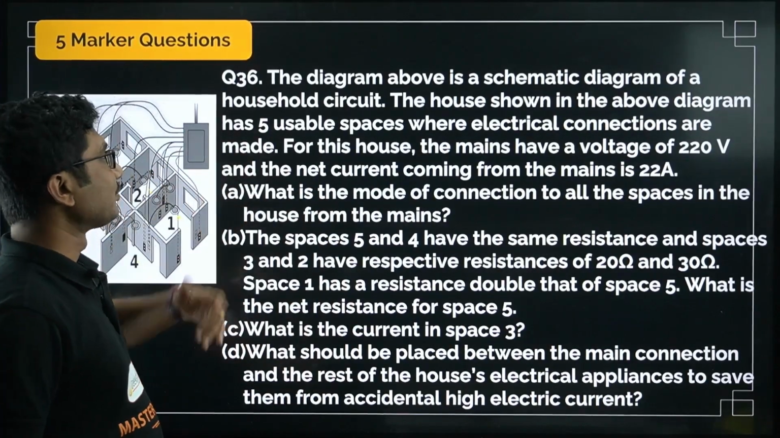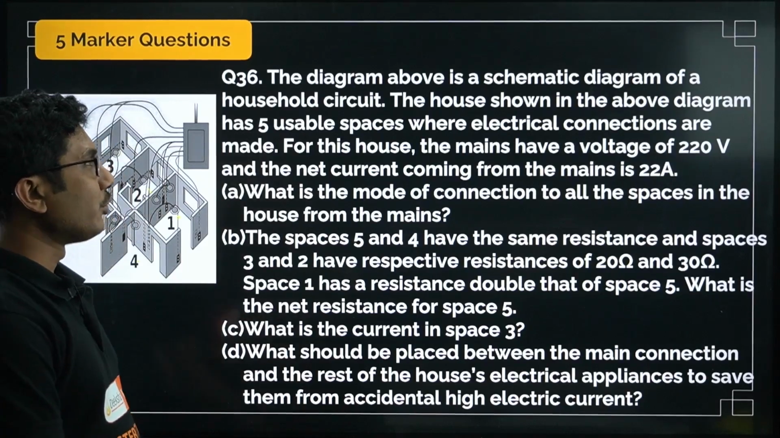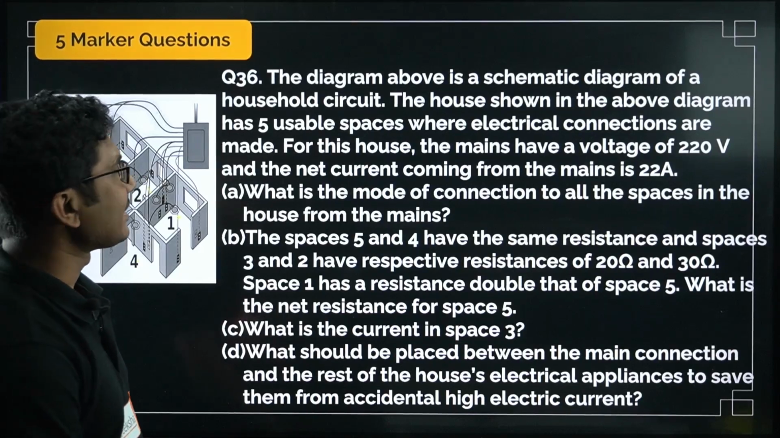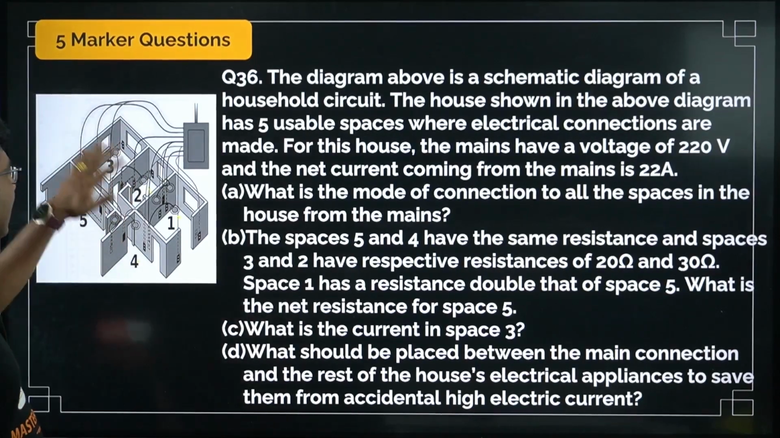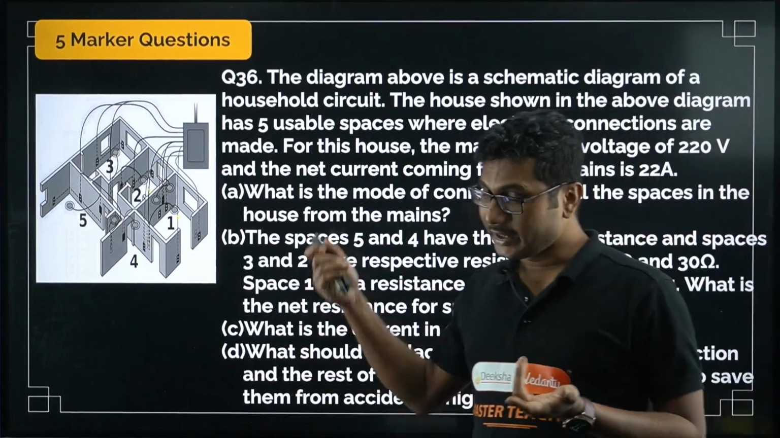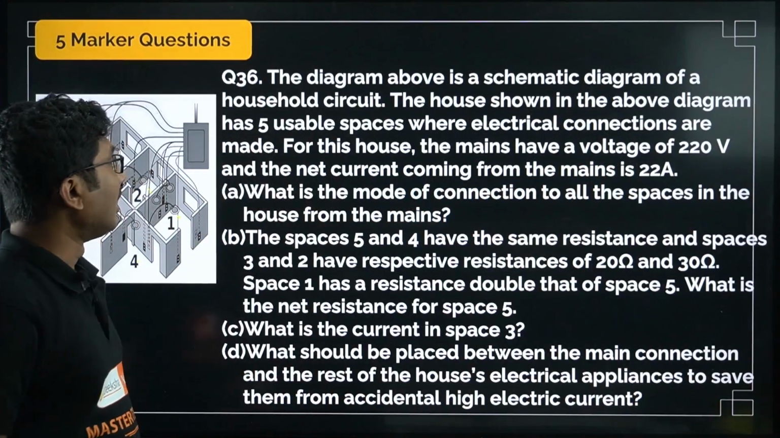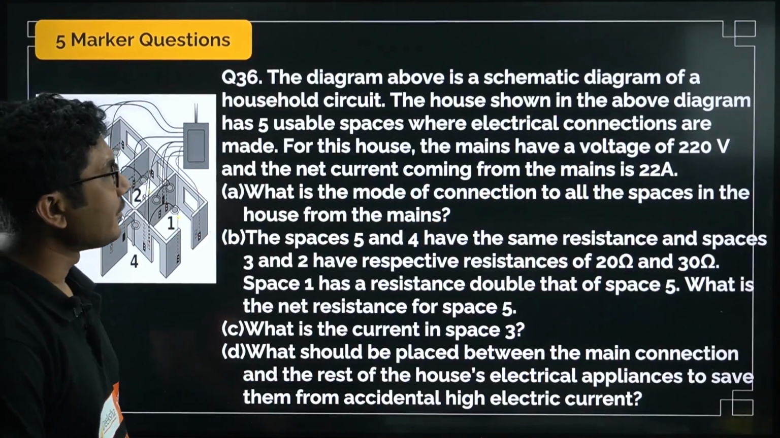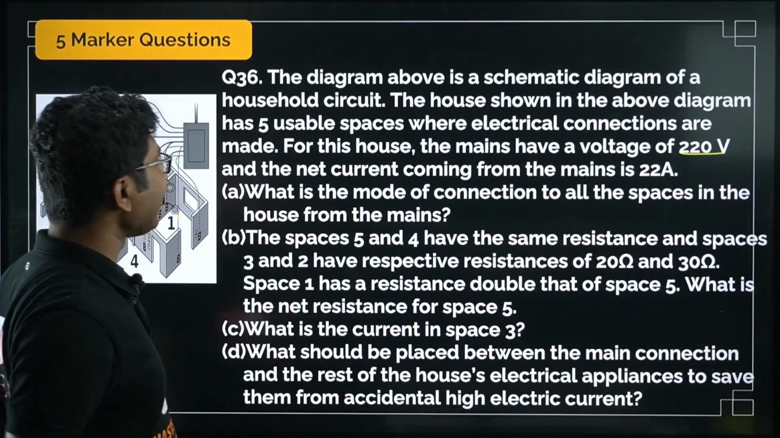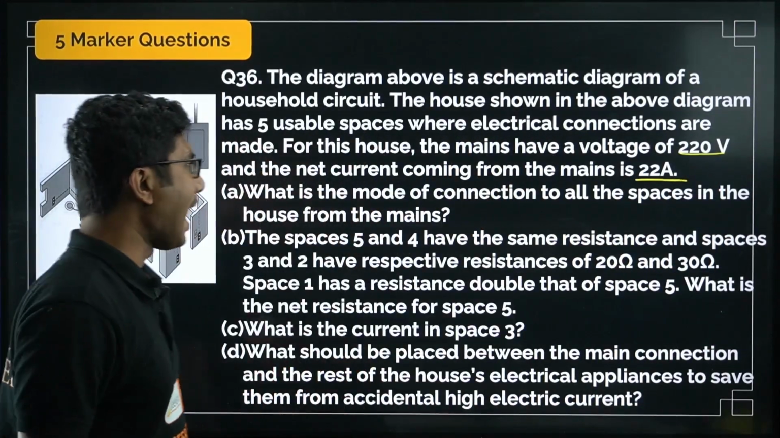Now let's see. The diagram above is a schematic diagram of a household circuit. The house shown in the diagram has 5 usable spaces where the electrical connections are made. As I said, one of them is the drawing room, one is the sitting room, then study room, bedroom, like that. For this house, the mains have a voltage of 220 volts. So supply is 220 volt and the current coming from the main is 22 ampere.